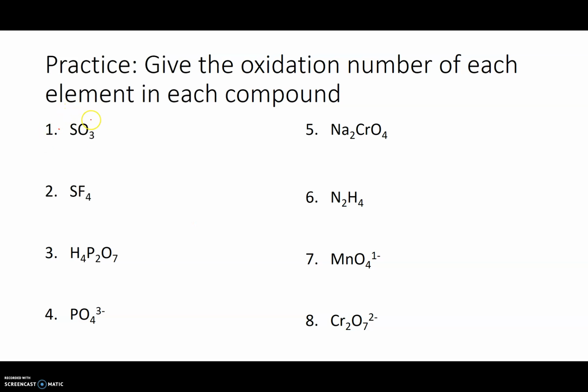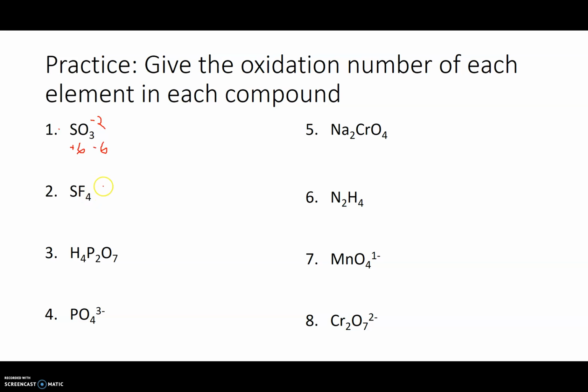Okay. So, oxygen we've learned is always -2. And there are 3 of them. So we have to multiply. That's a total charge of -6. And then for the total charge to be 0, because this is a neutral compound, you see no charge written, that means the oxidation state of sulfur has to be +6.